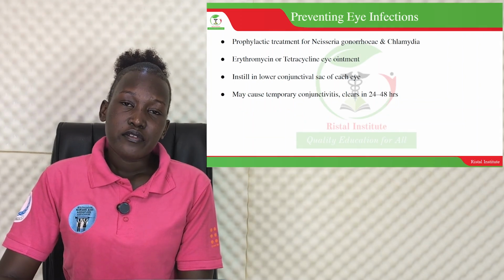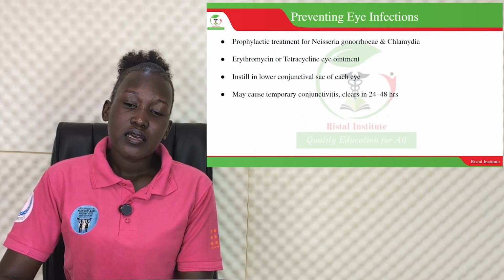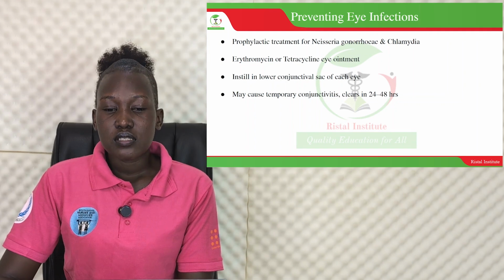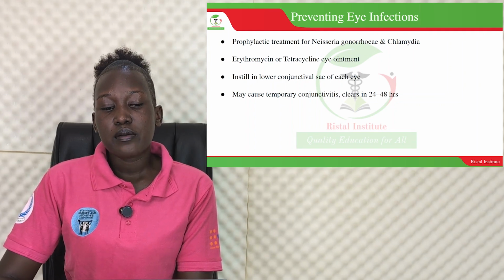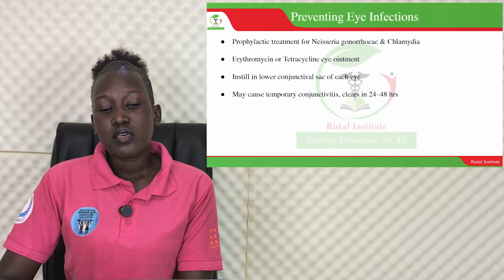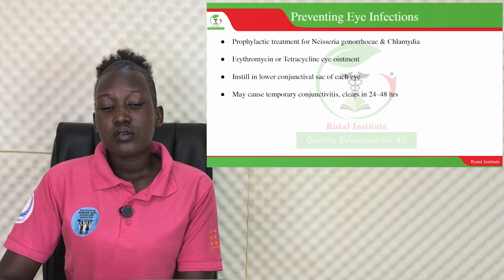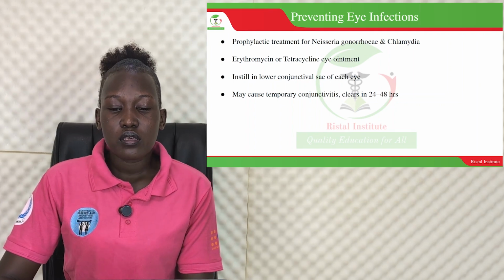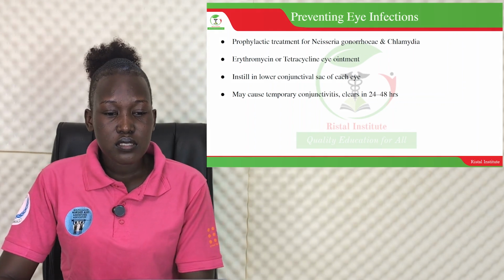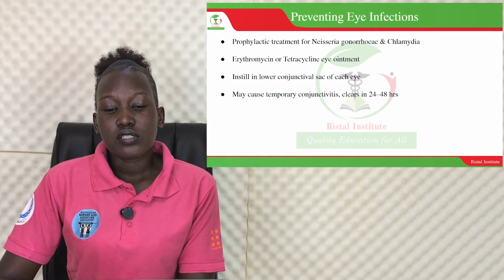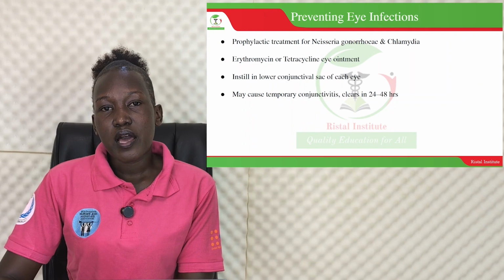We have also other preventive measures, like for preventing eye infection. We have prophylactic treatment for Neisseria gonorrhea and chlamydia. So usually we give erythromycin or tetracycline eye ointment, which should also be given within 24 hours. It is instilled in the lower conjunctiva of each eye.